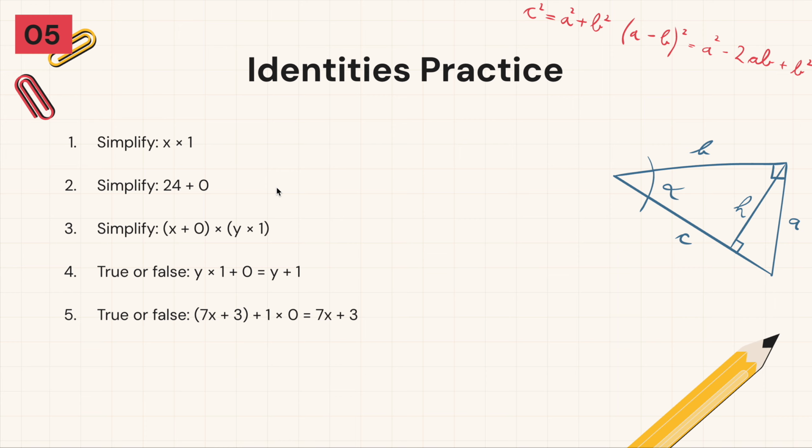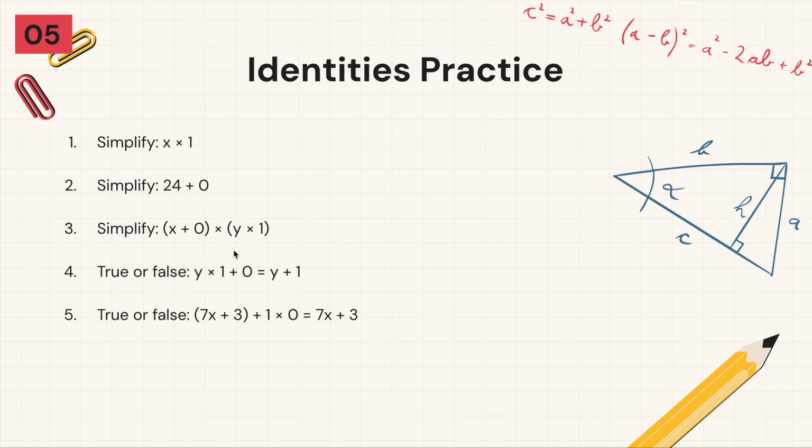Question 3, parentheses x plus 0 times parentheses y times 1. You can see that x plus 0 is an additive identity, so that's just x, and then y times 1 is a multiplicative identity, so that's just y. X times y is your simplified expression.